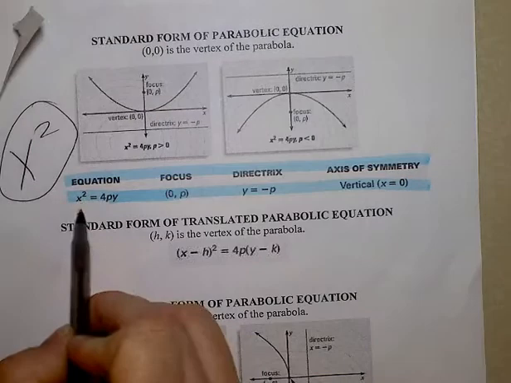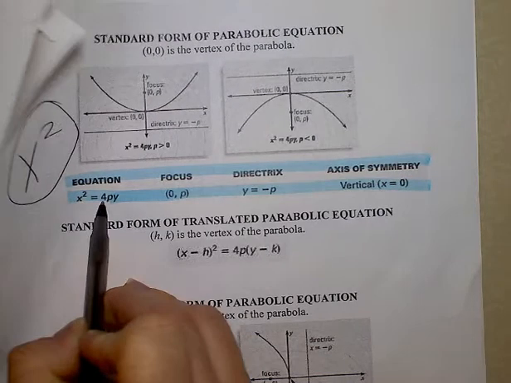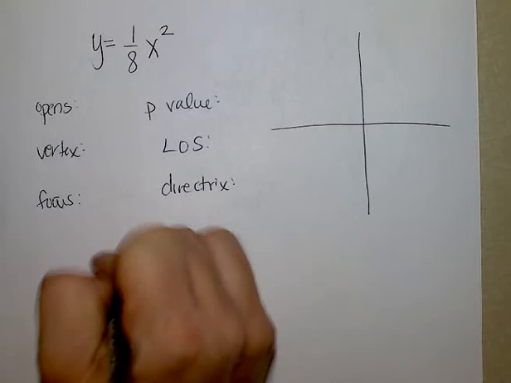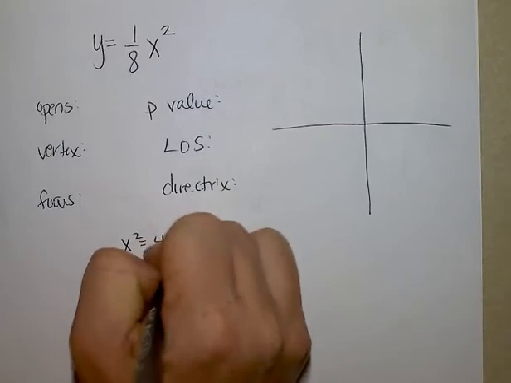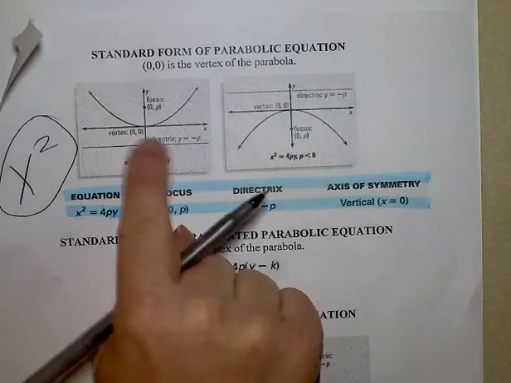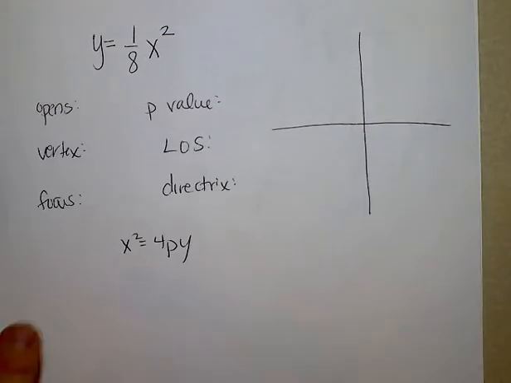So we're going to start by writing down this equation. X squared equals 4py. Now remember, with x squared problems, it opens up or it opens down, okay?